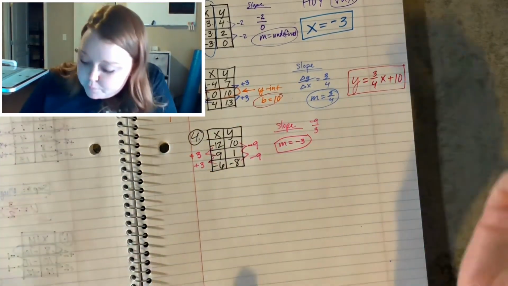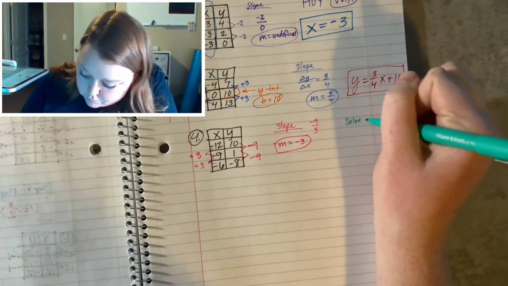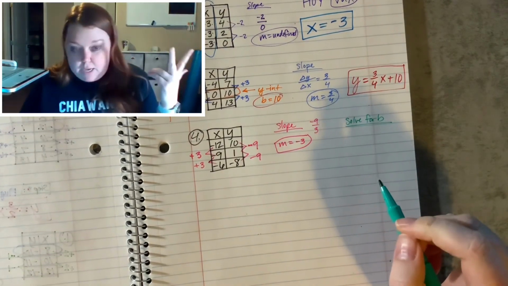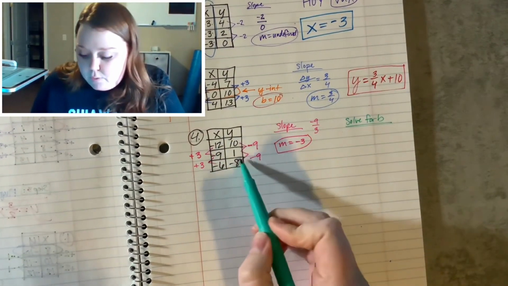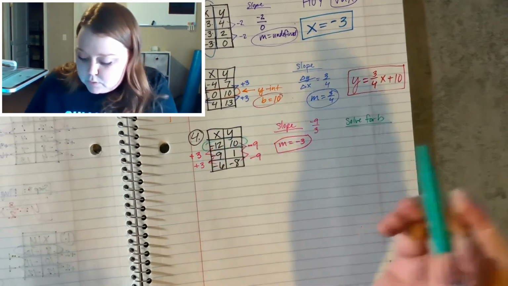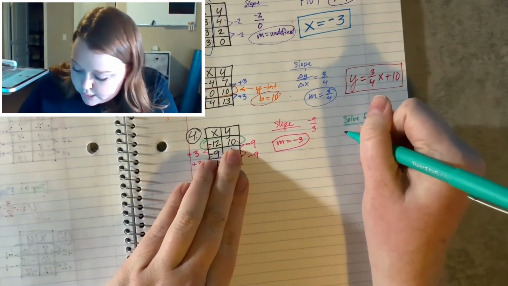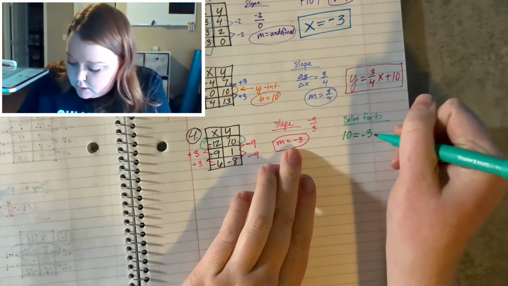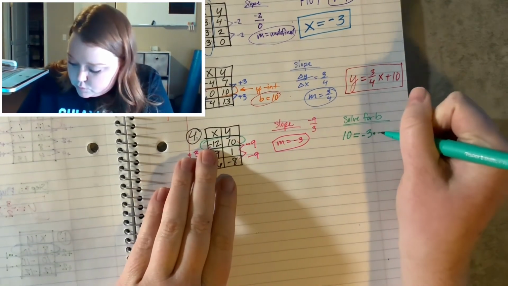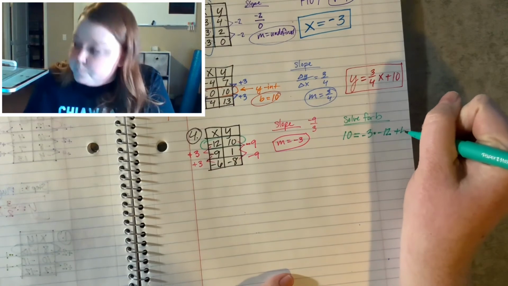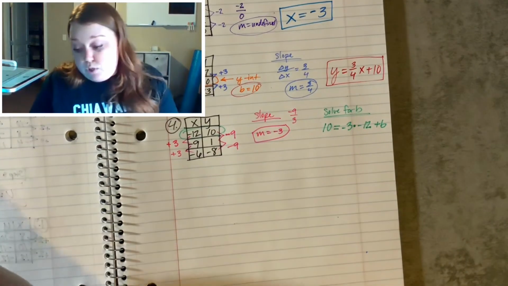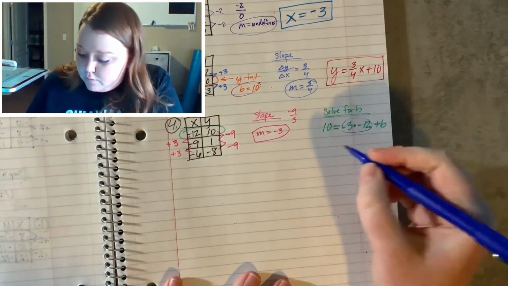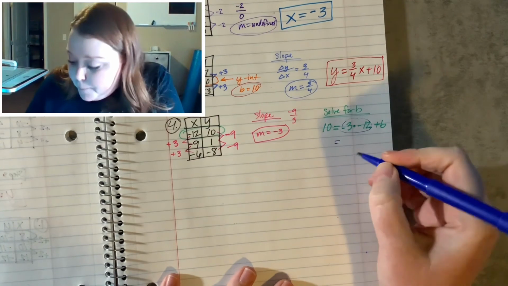Now I go to solve for b. So this is where I plug in my y, my x, my m, and I solve for b. You can pick any ordered pair that you want to. I'm just going to go with this first one. So my y value was 10. Set that equal to my m, which is -3, times my x, which is -12, and then I add b. Now we solve for b. So I'm going to multiply these two real quick. -3 times -12. Negative times negative, positive.